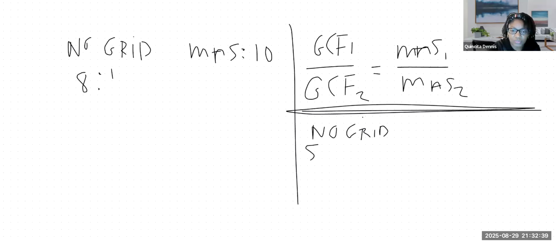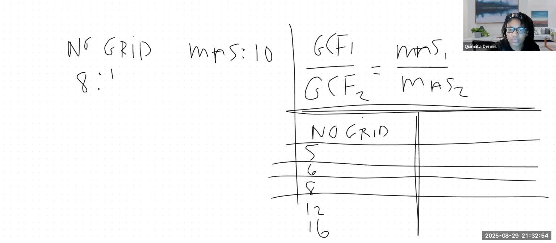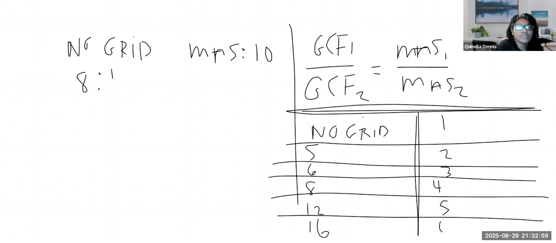5, 6, 8, 12, 16. And the numbers that you would plug in for these are 1, 2, 3, 4, 5, and 6. All right, so here's the formula. I'm going from no grid, so whatever no grid is, that is what I would plug in for GCF1. So that is the number 1, to an 8-to-1 grid.